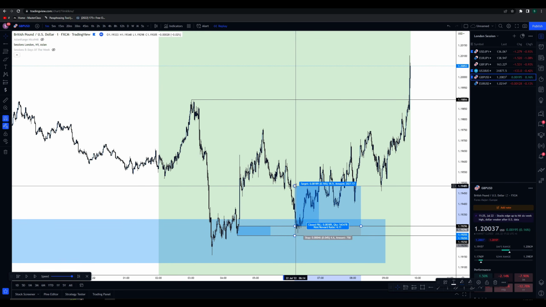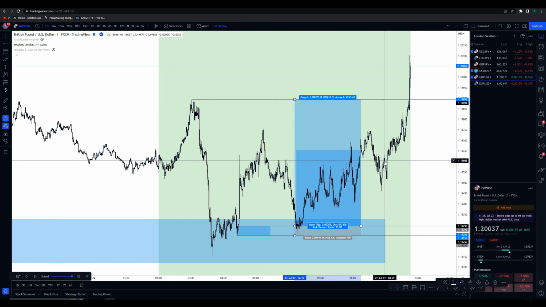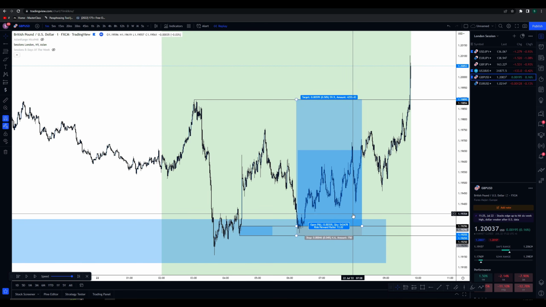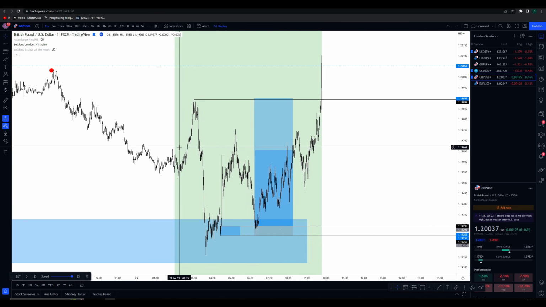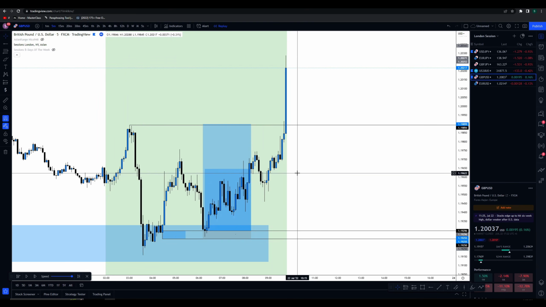But let's just check the RR on this. So this was a 13-to-1 RR, a 4.6 pip stop loss with a 59 pip take profit. Let's just round this up to 60 because why not? With a 60 pip take profit. That's a 13-to-1 RR, simply done throughout London session.